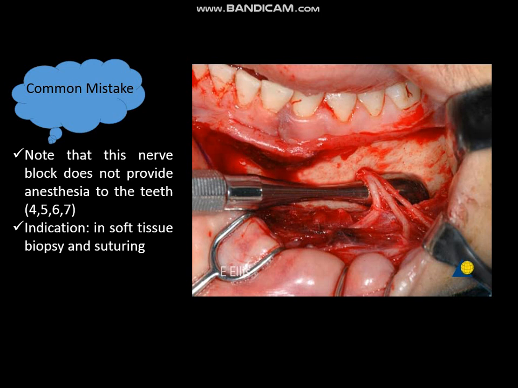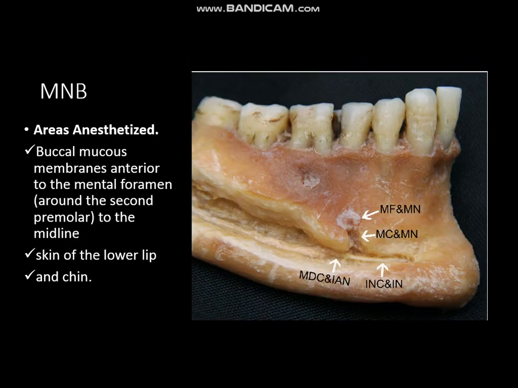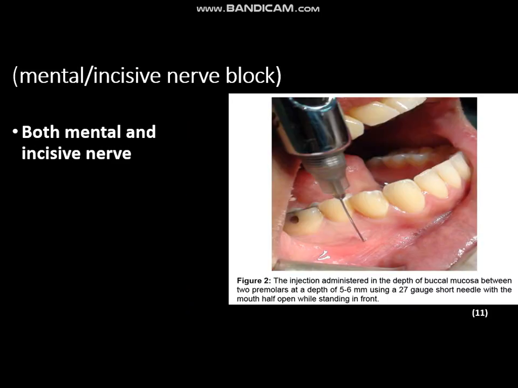The indications for mental nerve block technique include if we have a biopsy of the soft tissue anterior to the mental foramen, also in cases of laceration to the lower lip, and in some periodontal surgeries. Also, you can see this is the mental nerve. The mental nerve block technique only provides anesthesia to the soft tissue anterior to the mental foramen.